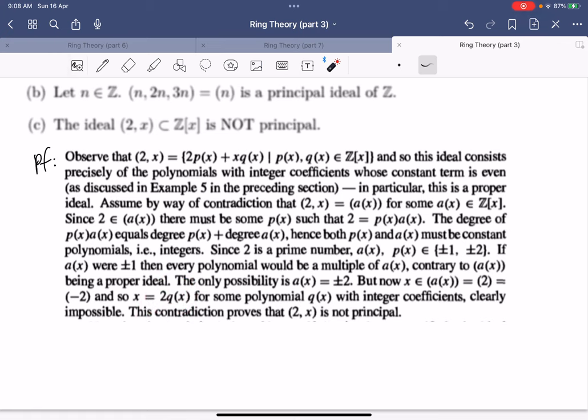But that's not possible because the coefficient of x is 1, which is odd, and the coefficients of everything on the right hand side will be even. And this gives a contradiction, so 2x is not principal.